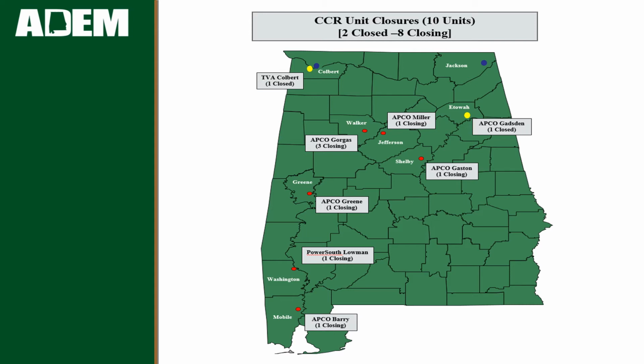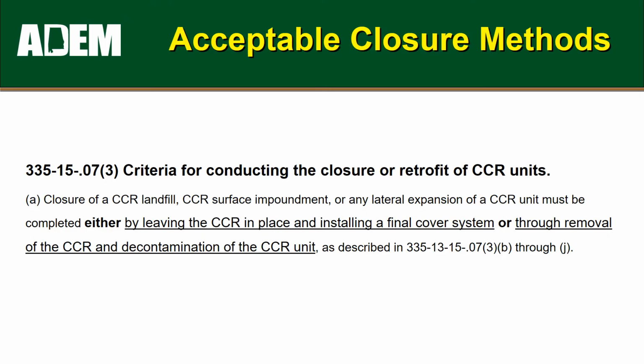The 2 yellow dots indicate the CCR units that have already been capped but are not certified closed by the department. And the 2 blue dots are the legacy sites. These are closed units that were not pulled in under the initial federal CCR rule but are expected to be addressed in future amendments to the federal CCR rule.